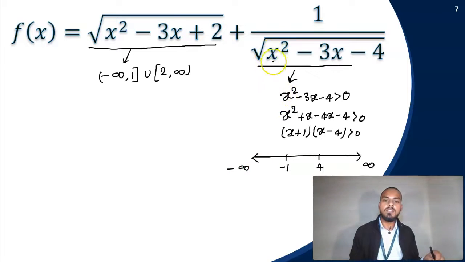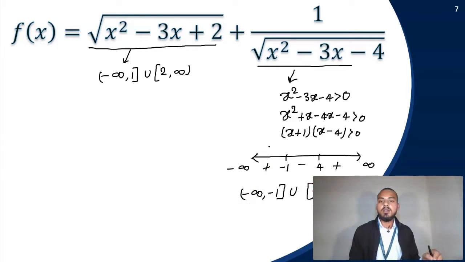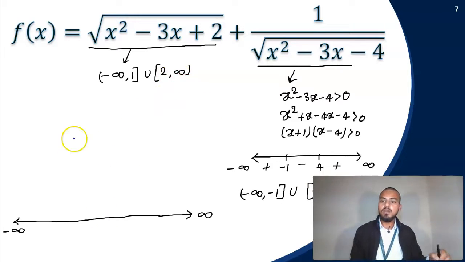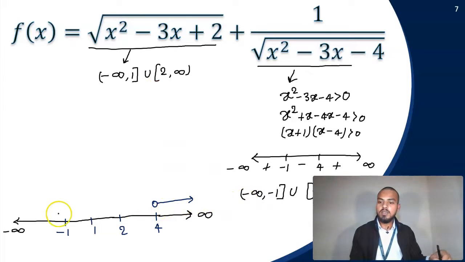And here the coefficient of x square is positive, so this part is negative, and this is positive and this is positive, and I am taking only the positive part because this function is greater than 0. So the domain for this function in this case is minus infinity to minus 1 union 4 to infinity, and the final domain for this function is the intersection of these two domains. So what is the intersection of these two domains?